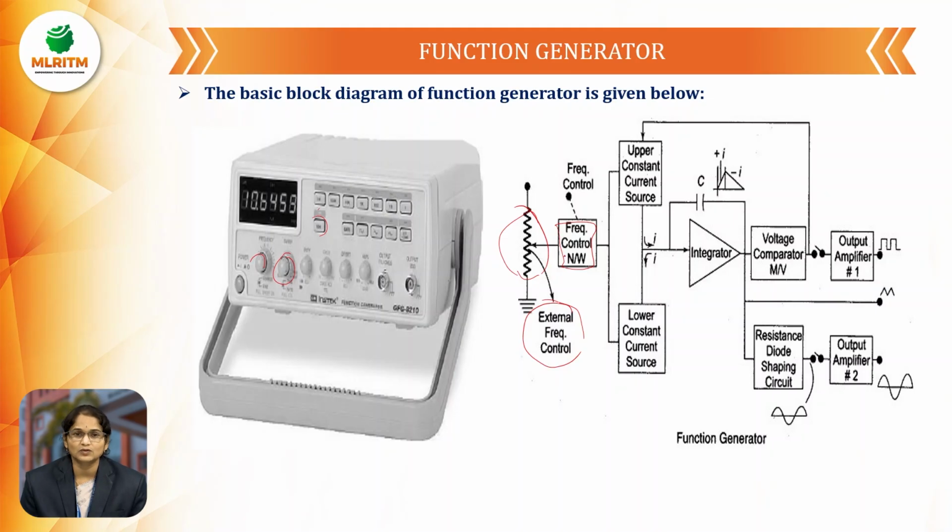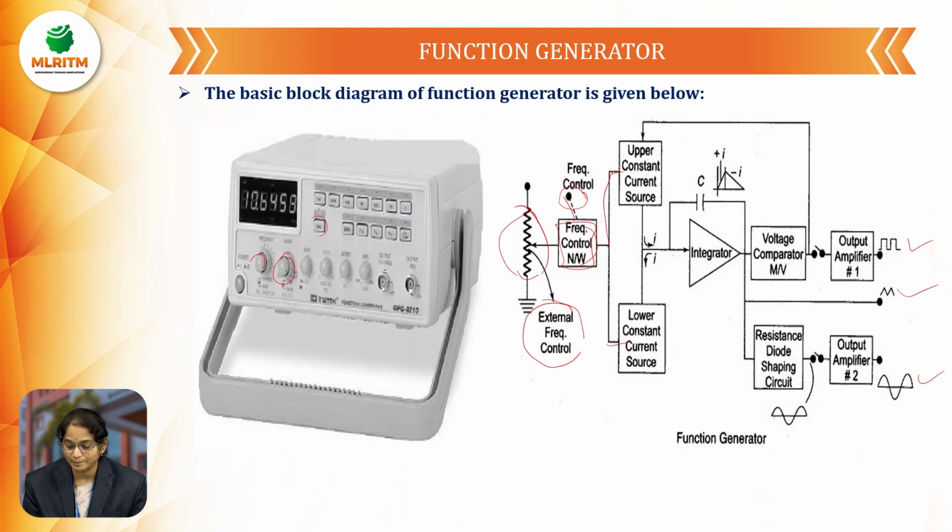The main function of the frequency controller network is to select a particular frequency. Whatever frequency we select here is the same for all three different signals. After selecting the particular frequency with the help of this frequency controller network, it is given to the upper constant current source and the lower constant current source.